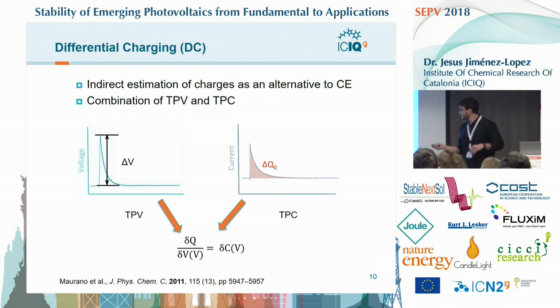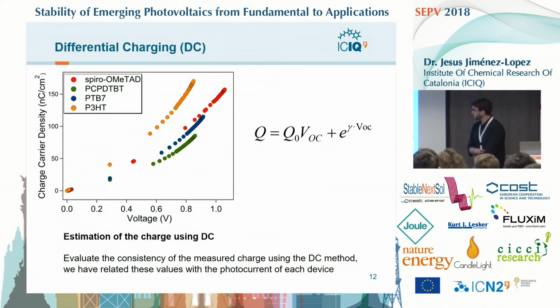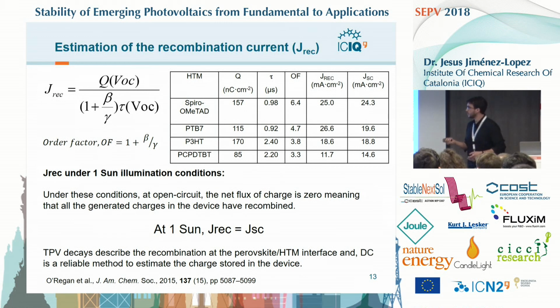From that, we obtain the differential capacitance. It is fitted here, and it's interesting to observe the shift in the voltage, the higher voltage that also correlates with the VOCs of our devices. Integrating these curves, the area under these curves, we obtain the charges stored in the solar cell. We can also fit it to an exponential, obtaining this gamma factor that we are going to use now to estimate the recombination current.